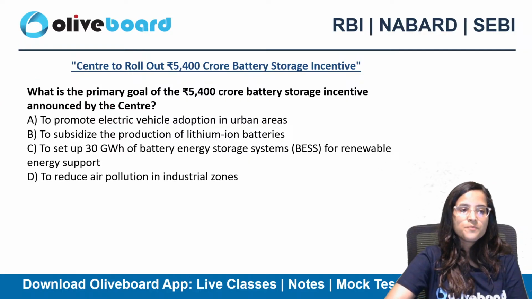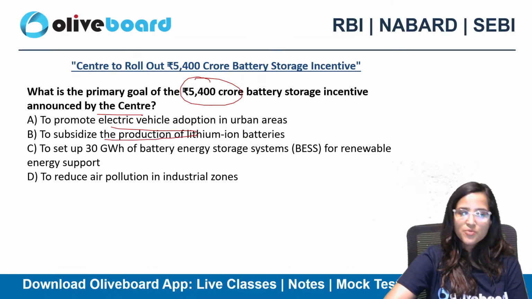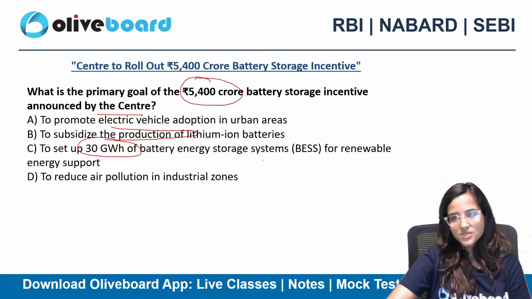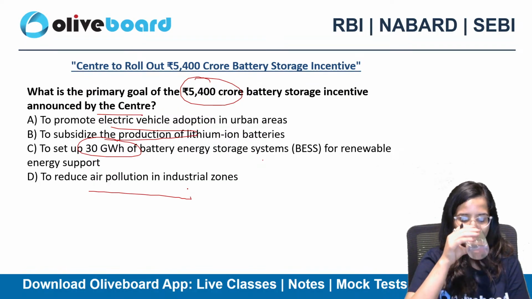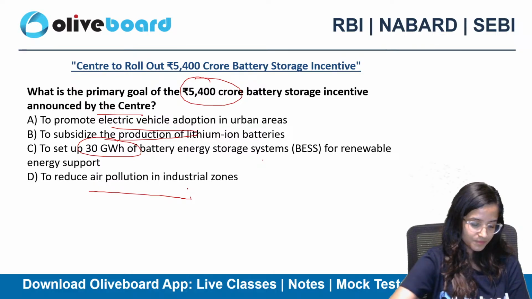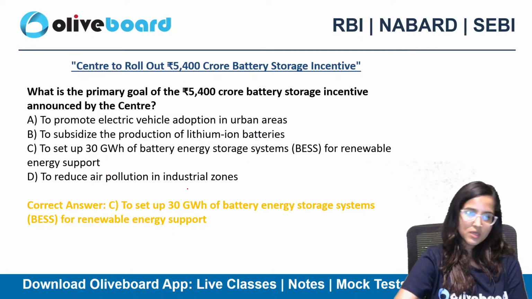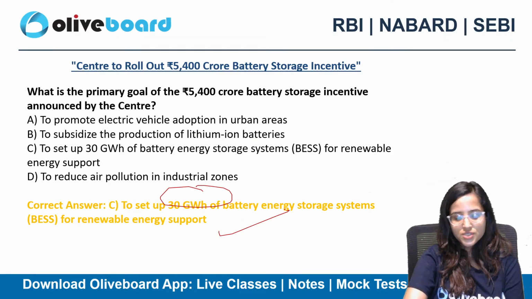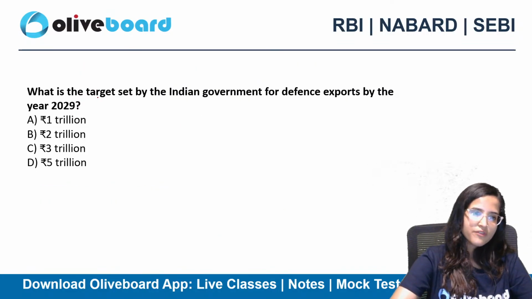So what is the primary goal of 5400 crore battery storage incentive announced by the center? To promote electric vehicle adoption in urban areas, to subsidize the production of lithium-ion batteries, to set up 30 gigawatt of battery energy storage systems for renewable energy support, to reduce air pollution in industrial zones. What is the correct answer? Right. To set up 30 gigawatt of battery energy storage systems for renewable energy support. Absolutely correct. ठीक है? Again, let me see whether you have read the newspaper or not.